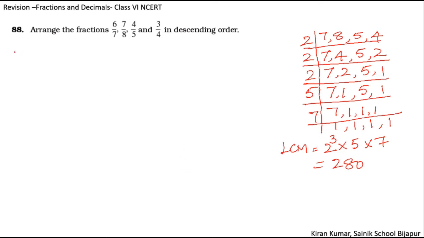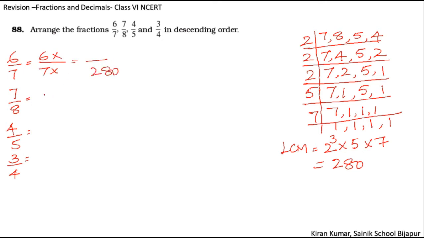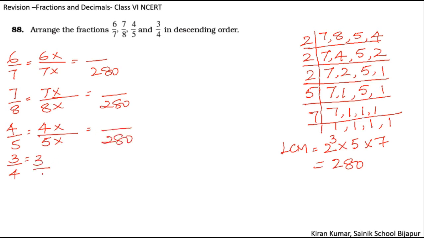Now we shall write all these numbers: 6 by 7, 7 by 8, 4 by 5, 3 by 4 with the denominator as 280. So 6 by 7, I need to multiply some number so that 280 is obtained as a denominator. Same way 7 by 8, I need to multiply numerator and denominator by some number to get 280 in the denominator. 4 by 5, we need to multiply some number to both the numerator and the denominator to get 280 in the denominator.